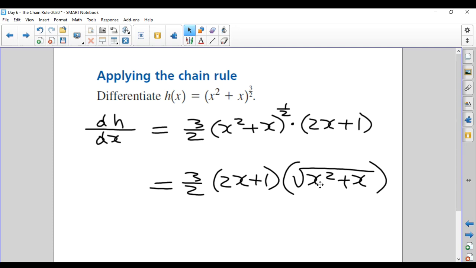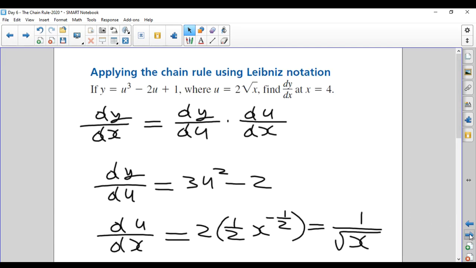And I'm not going to make a big issue of it, but it's not a bad idea for us to restate this thing, which is raised to the power of a half, as a square root, which is really what an exponent of a half is. So I've chosen to write the final derivative as 3 over 2 times 2x plus 1 times the square root of x squared plus x, which represents this part of the derivative right here. Okay, so fairly straightforward, just that we're dealing with an exponent that is not an integer.